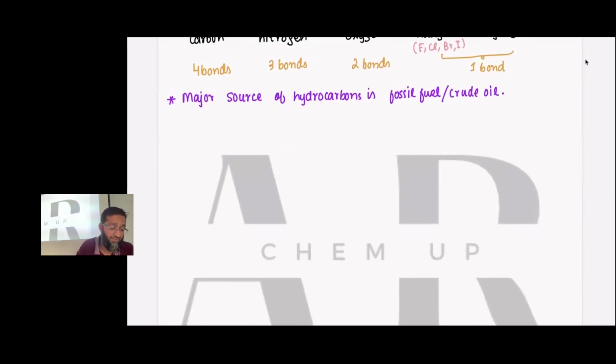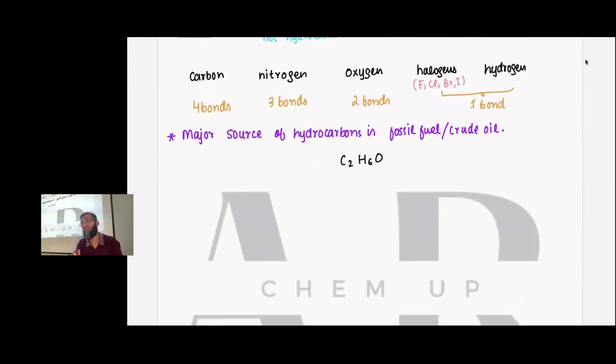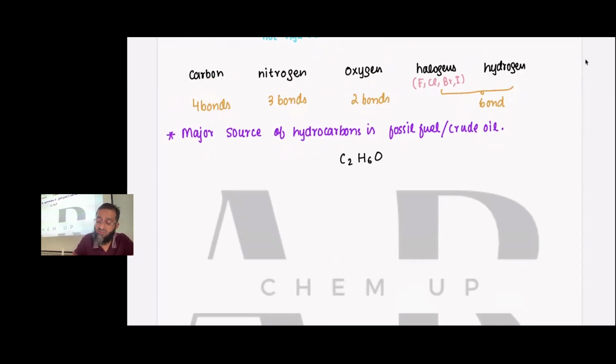Now, for example, if I give you a task, let's suppose it's C2H6O. Draw the structure depending upon the number of bonds, as we have discussed: carbon has 4 bonds, nitrogen 3 bonds, oxygen 2 bonds, and hydrogen and halogens 1 bond, sorry. So everyone draw the structure. The students who are online, you can WhatsApp me quickly after drawing the structure.